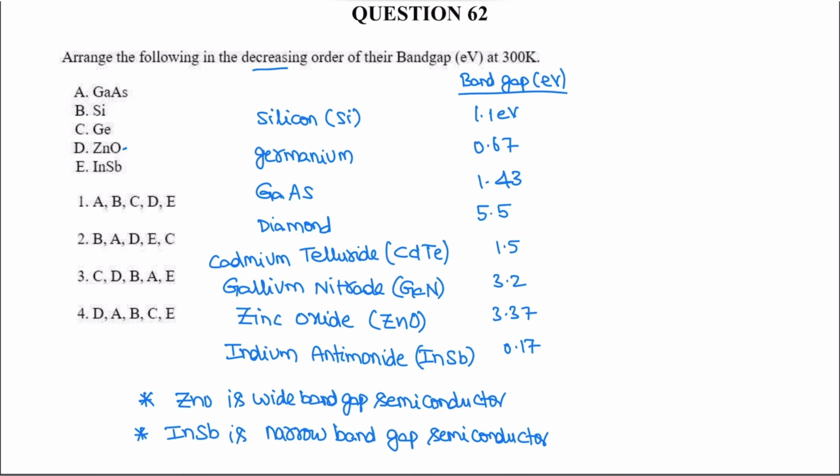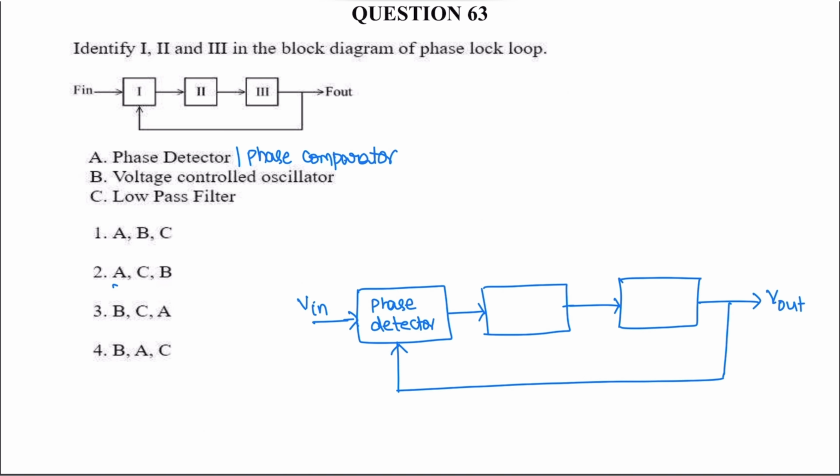Next question. Identify the following 1, 2, 3 blocks in the block diagram of a phase lock loop, PLL. A PLL is a feedback control system that automatically adjusts the phase of a locally generated signal to match the phase of the input signal.